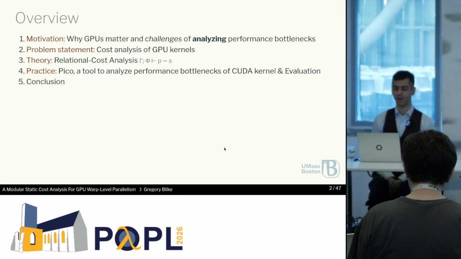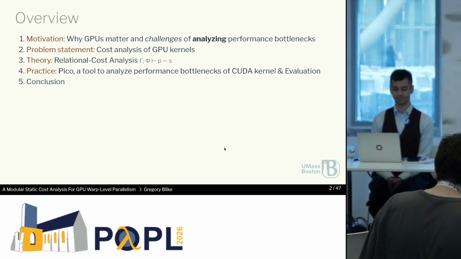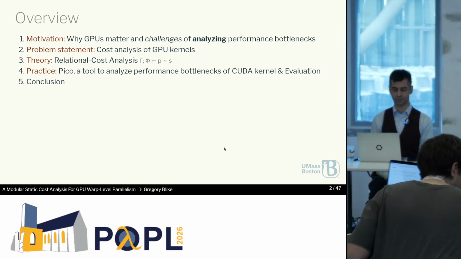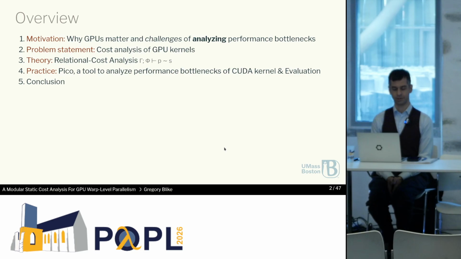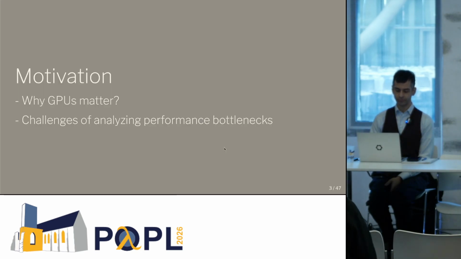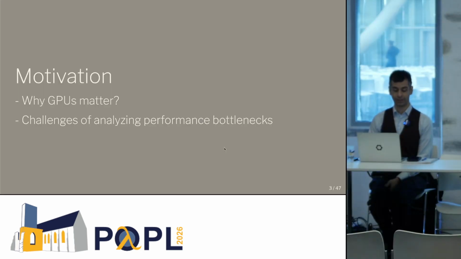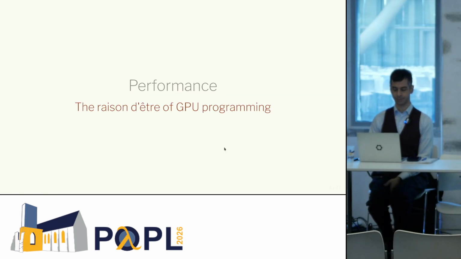Today we're going to be talking about why GPUs matter and the challenges of analyzing performance bottlenecks. We'll go over what it takes to analyze GPU kernel performance, give some theory, the relational cost analysis of GPU kernel analysis, and then go into our implementation, Pico, which is a tool to analyze GPU kernels. So why do GPUs matter? And what are the challenges in analyzing those performance bottlenecks?